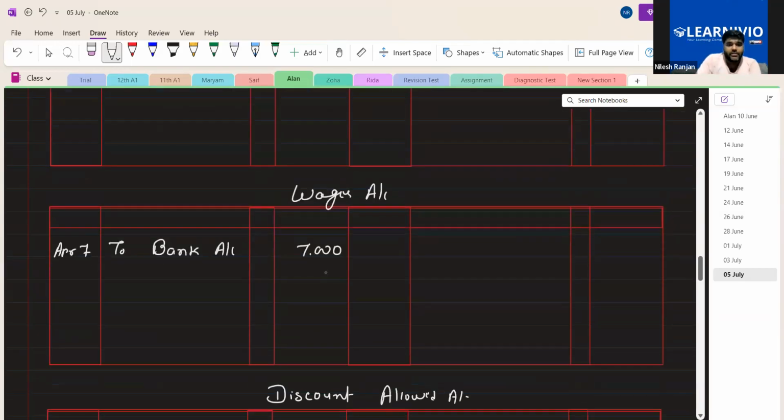Like in the wages account, if I ask you to calculate the total and balance, can you do this? Yes, sir. Okay. You can write it here. Can you do this? Yes.